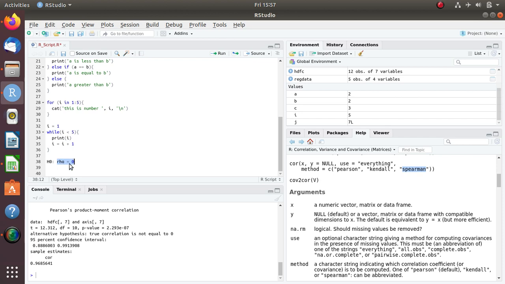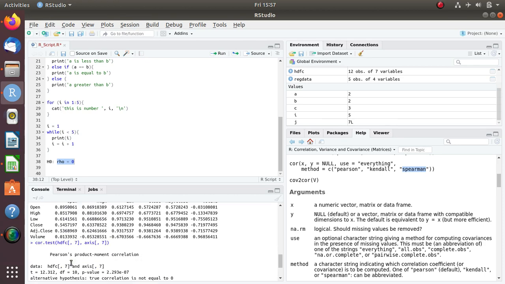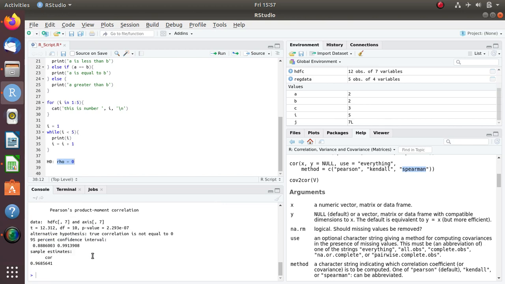The rho is not equal to 0, which means in the population we have some certain effect. I think I am confusing you. This is actually called association between these two variables, the volume of HDFC and the volume of Axis. They are very strongly correlated.